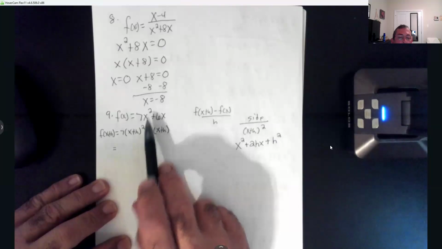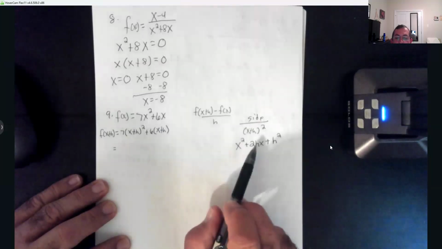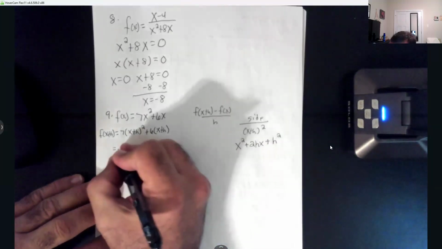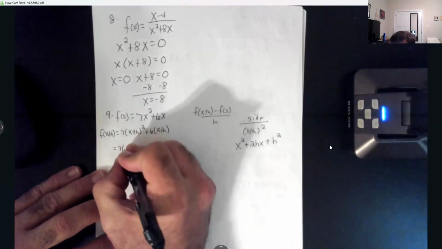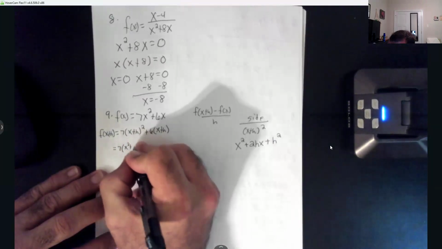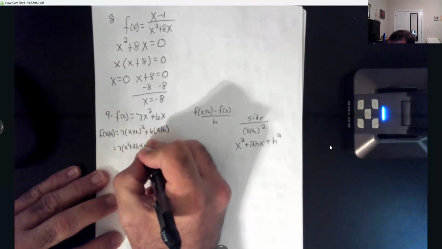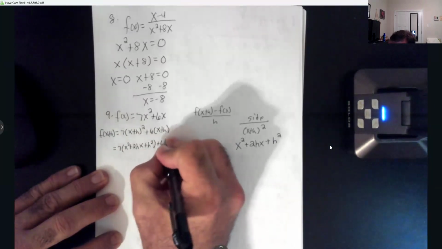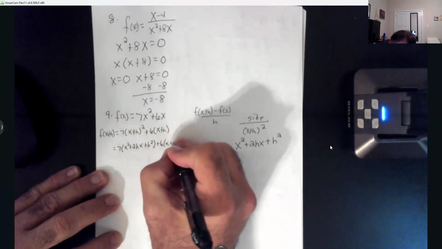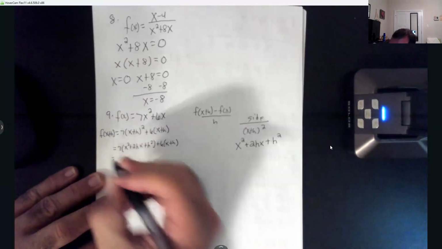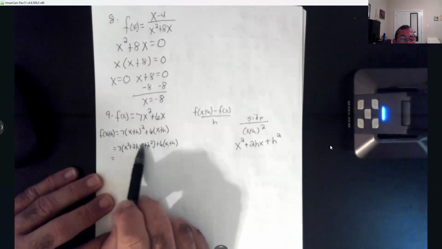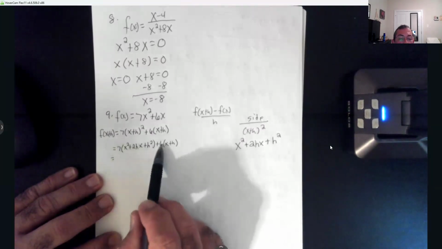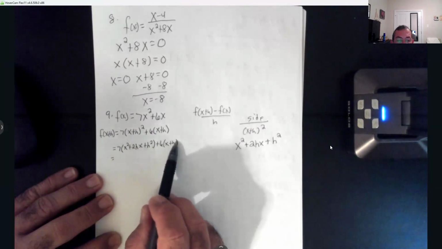Anytime you get an x squared and you put an x plus h in there, it's going to foil into that. So you're going to have 7 times x squared plus 2hx plus h squared, plus your 6 times x plus h. So the first step, all I did was bring that down. Now I'm going to distribute the 7 and then distribute my 6.